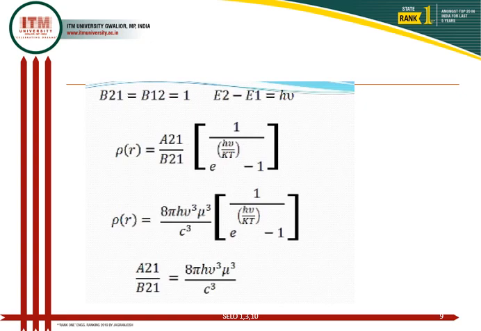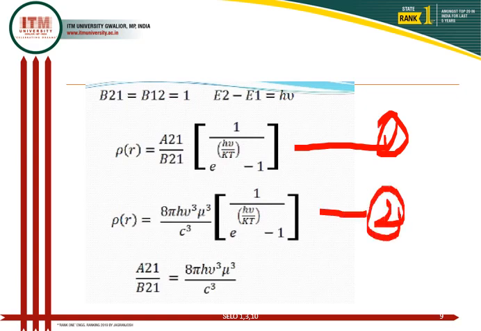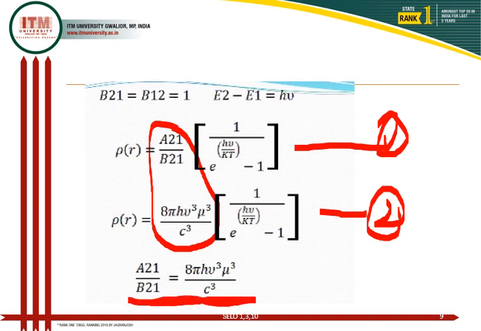If you compare these two equations, this is your first equation that you calculated, and this equation you obtained from the radiation formula. Then if you compare this, you will find these two must be equal. These two equations are same. For consistency, you can say this will be the equation. A21 over B21 should be equal to 8 pi h nu cube mu cube upon c cube.